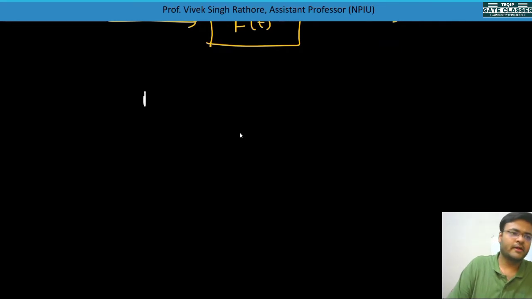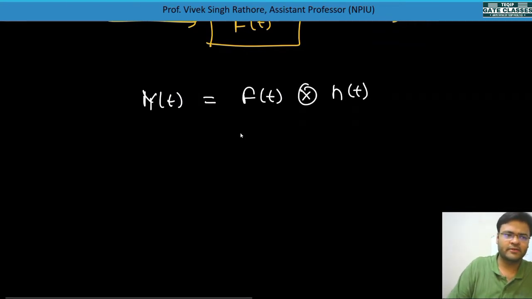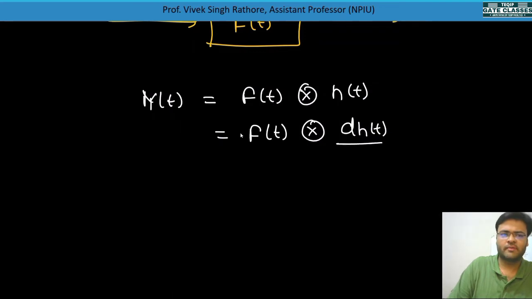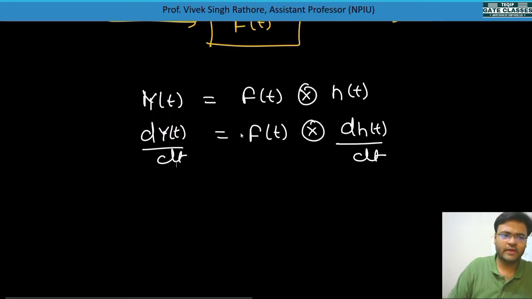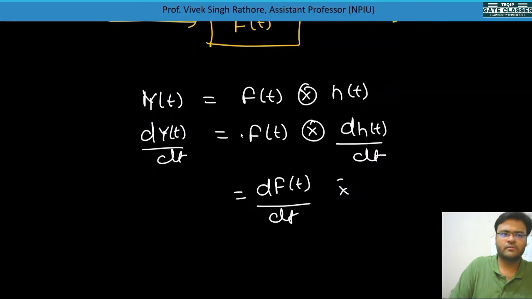Okay, so this is satisfied for the differentiation property also. Like for y of t, we were doing f of t convolution with h of t, and if we apply the differentiation property, meaning f of t convolution with, let's suppose, dh of t by dt, we are getting dy of t by dt. This we have seen earlier. Now we can do it like this also: df of t by dt convolution with h of t, then also you will get dy of t by dt.